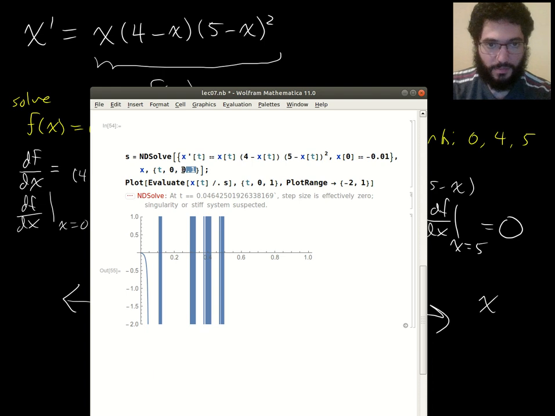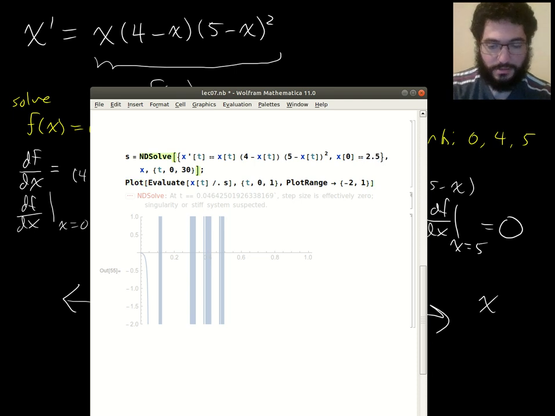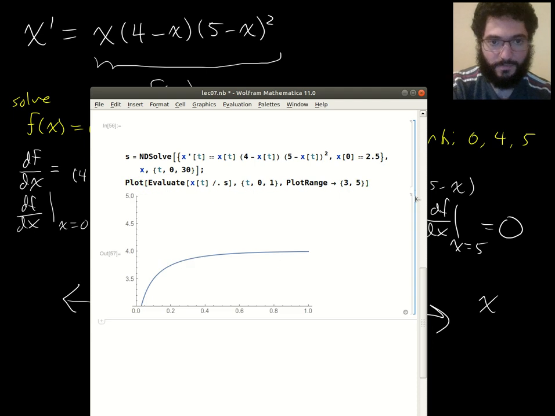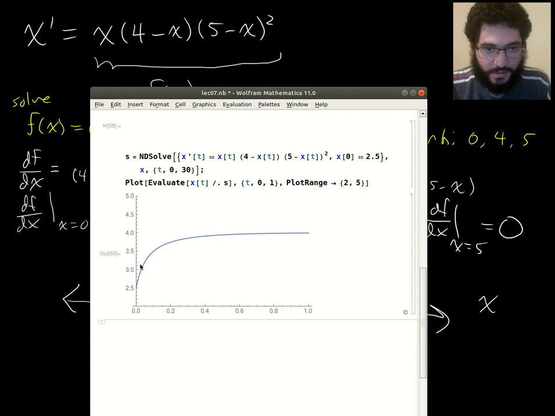Okay, anyway, let me go back to plotting from 0 to 1 here. Let me go back to the initial condition 2.5, where we can observe it, let's plot from x equals 2 to x equals 5. We can observe it starting from 2.5 here and approaching 4. Let's go and animate that on the phase line now.